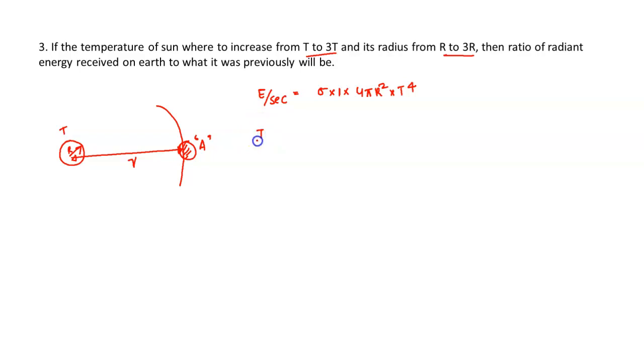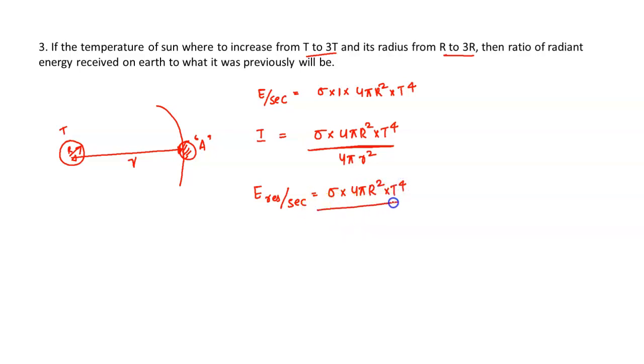So the intensity of the light at the position of the Earth will be given as energy released per second, that is sigma 4 pi R square into T power 4, divided by the area of this sphere, that will be 4 pi small r square. Now if I want the energy received by Earth per second, it will be intensity into area, that is sigma 4 pi capital R square into T power 4 upon 4 pi small r square into the area in which the Earth will receive the sunlight.